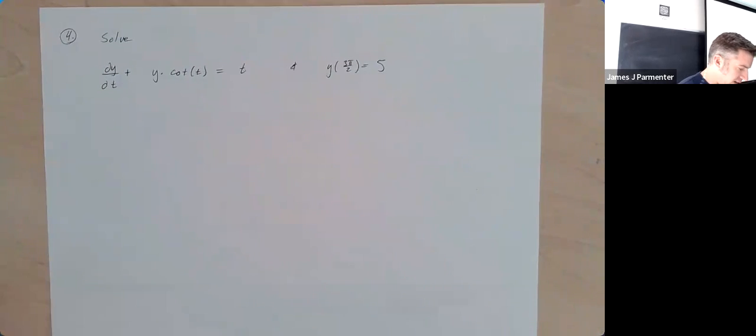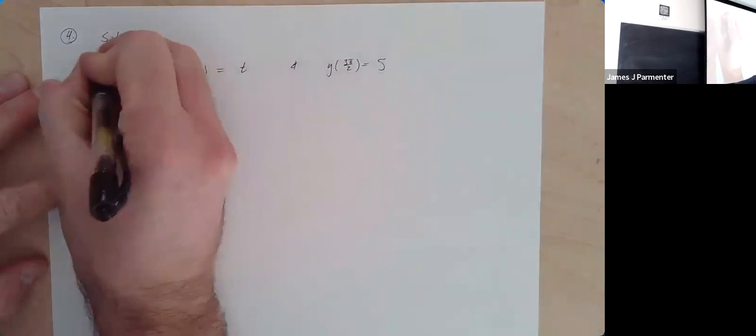I was getting creative with some of these first order linear problems. So let's solve the following. We've got dy/dt plus y times cotangent of t is equal to t. And we've got an initial condition, assuming I didn't make any mistakes here, of y of 3 pi over 2 equal to 5. Okay, so solve.